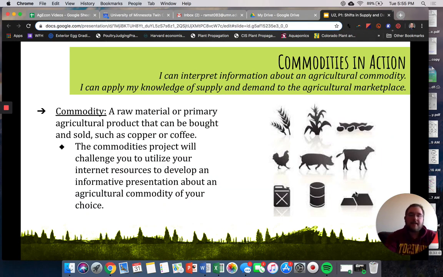Lastly, to wrap up, I'm going to introduce the concept of commodities. So dairy, corn, soybeans, these are all different commodities in agriculture. A commodity is a raw material or primary agricultural product that can be bought and sold, such as copper or coffee. Your teacher will provide you with some additional information and resources for the Commodities in Action or Commodity Challenge project, and that will enable you to understand a little bit more about how different prices and consumer demands and consumer trends influence commodities as a whole, especially for the ag, food, and natural resources industry.